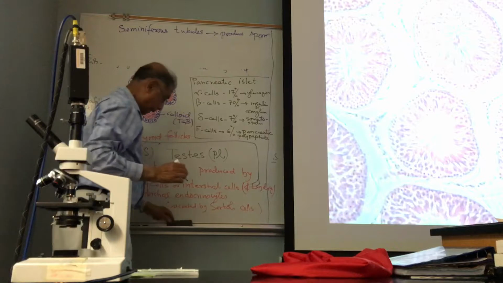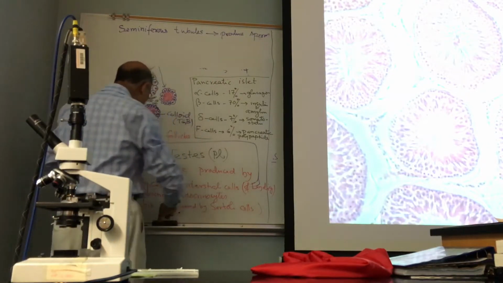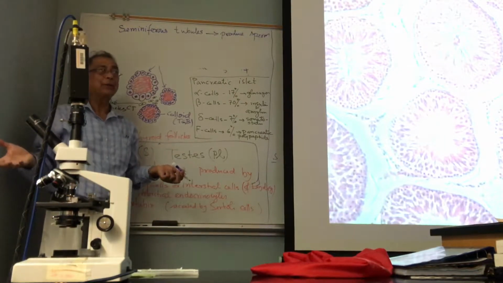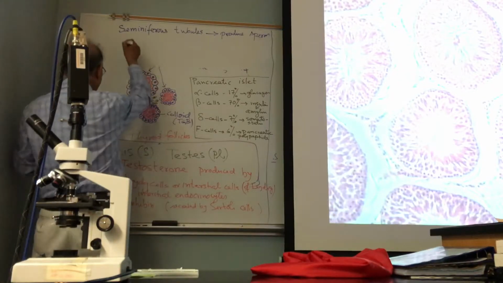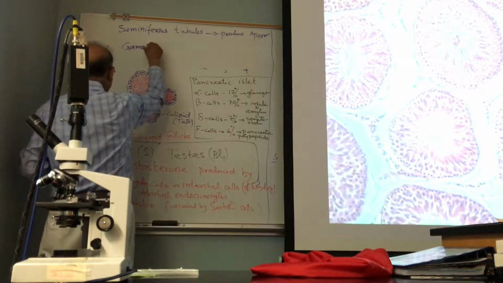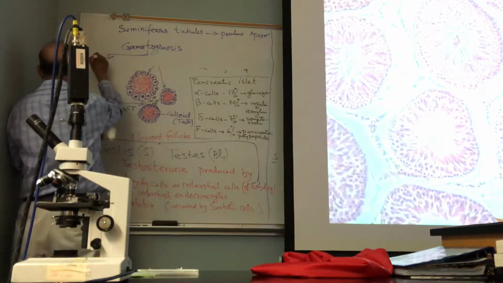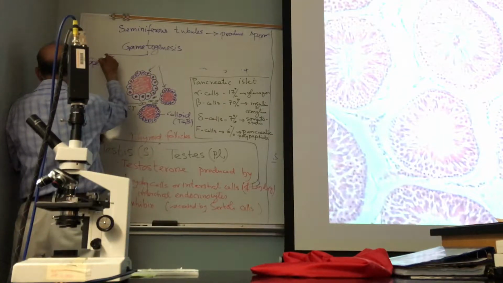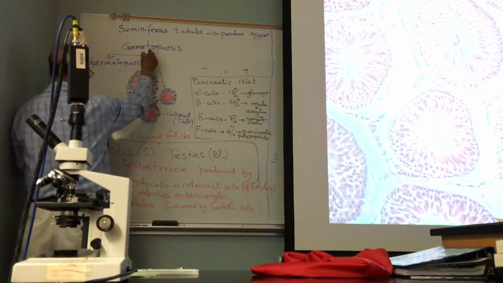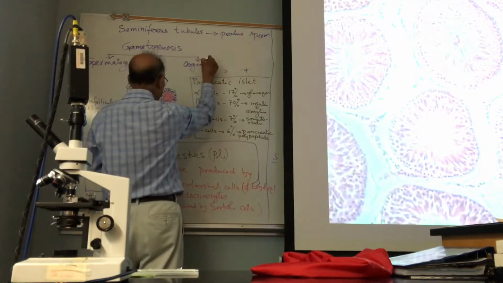Now, what is the generic term for spermatogenesis? That means formation of gametes. Could be male gamete, could be female gamete. So it's called gametogenesis. Formation of male gametes, spermatogenesis. Formation of female gametes, oogenesis.